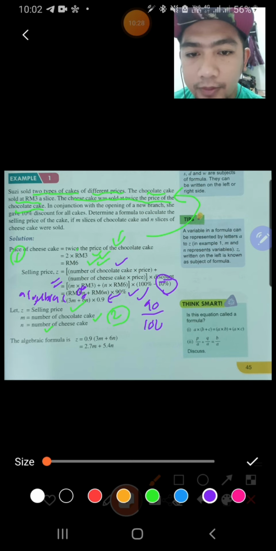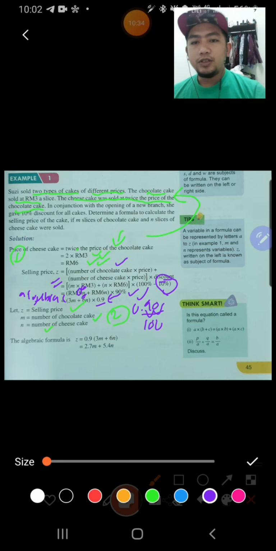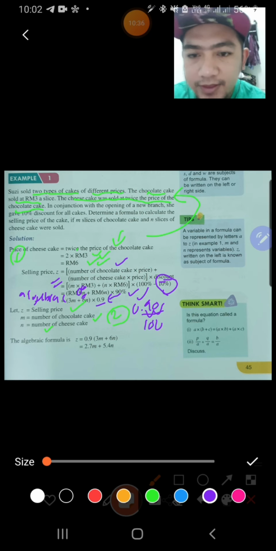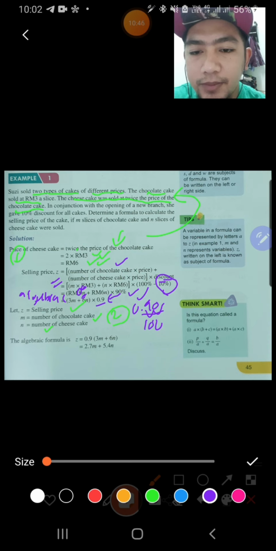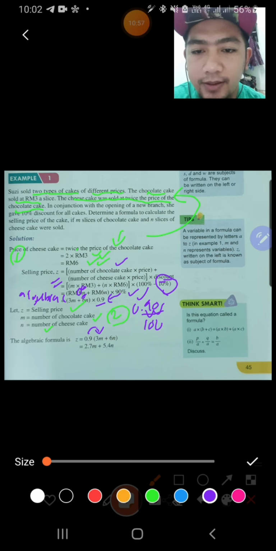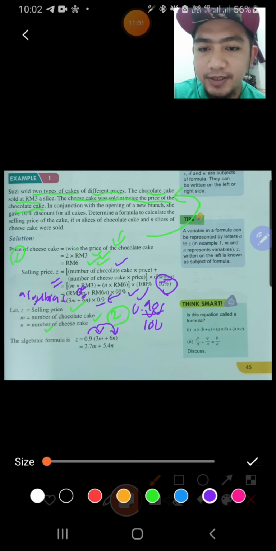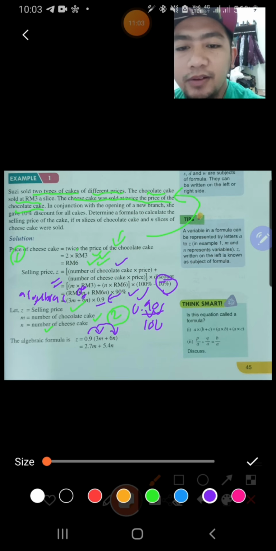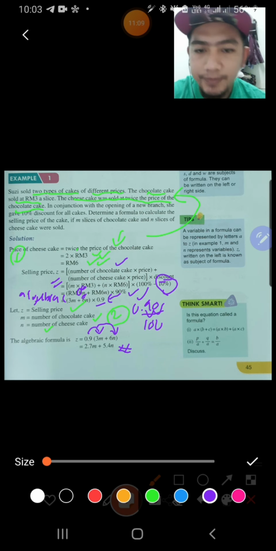So you will get 0.9. So the algebraic formula here is z equal to 0.9 times 3m plus 6n, and then you need to expand 0.9 times 3m, you will get 2.7m plus 0.9 times 6n. That's why you get 5.4n. So this is the final answer.